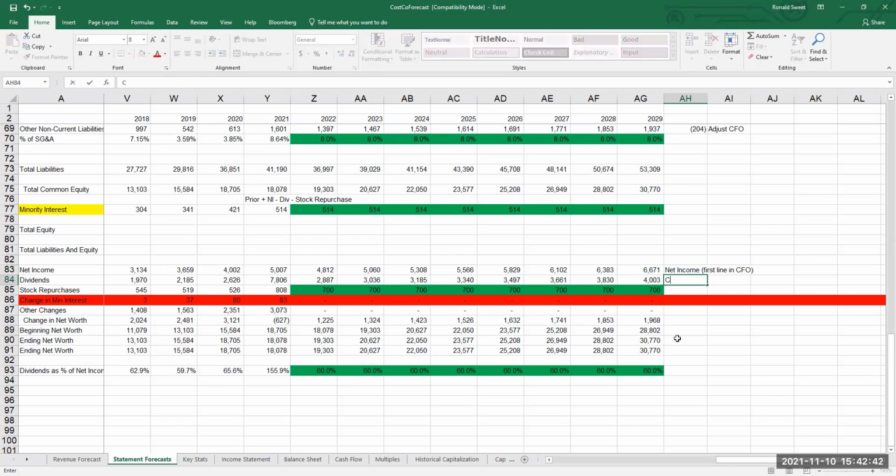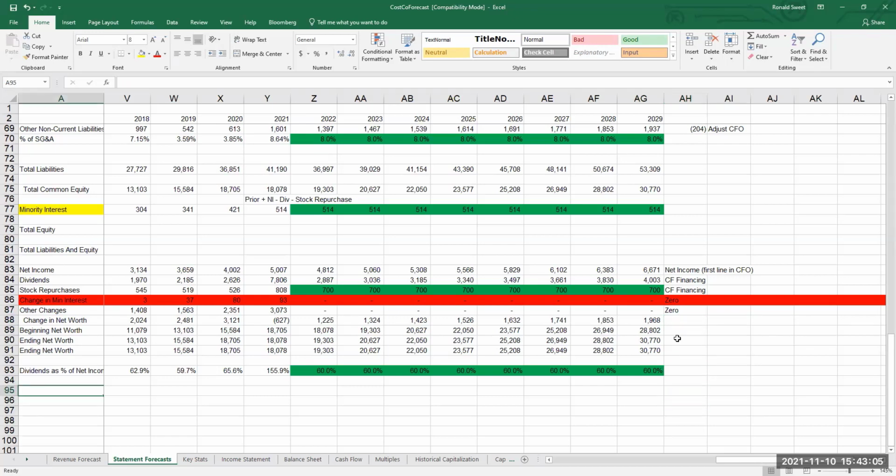Dividends, that's going to come out as cash for financing. Stock purchases, cash for financing. Change, that one's zero, so we don't have to worry about it. And then other changes, it's zero, so we don't have to worry about it. So it doesn't look that complicated, right? It just seems so easy when you set it up. Let's see if we can get it to work.